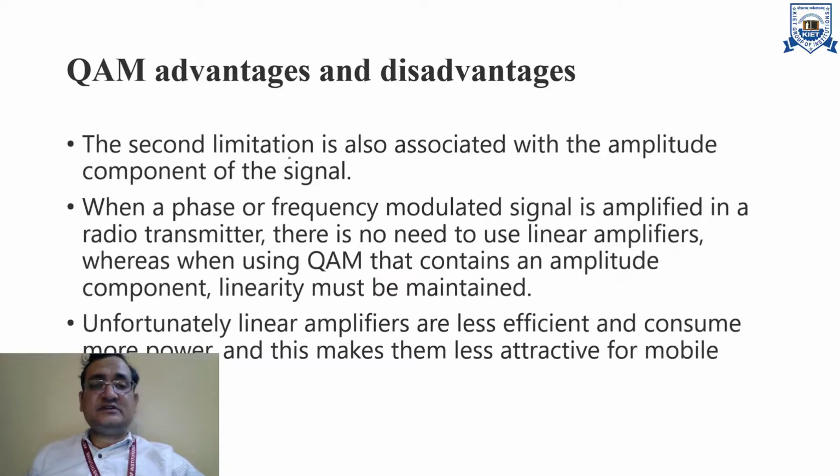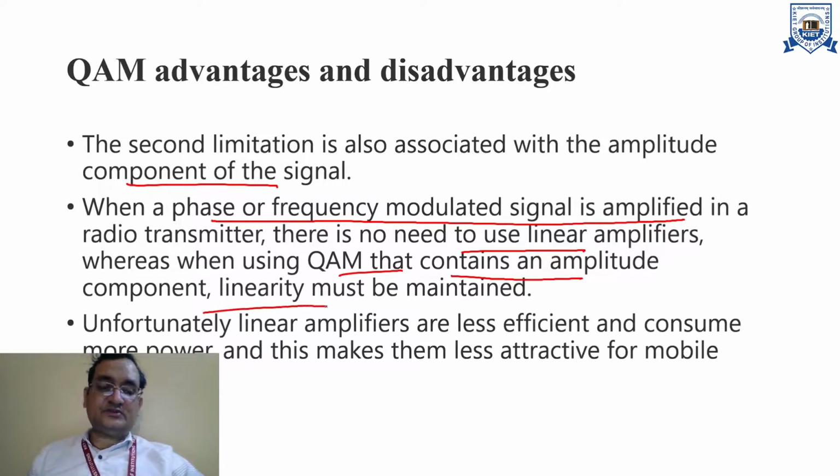The second limitation is also associated with the amplitude component of the signal. When a phase or frequency modulated signal is amplified in a radio transmitter, there is no need to use linear amplifiers, whereas in QAM, which contains an amplitude component, linearity must be maintained. So for this reason, the circuit cost becomes higher. Unfortunately, linear amplifiers are less efficient and consume more power, and that makes them less attractive for mobile communication.